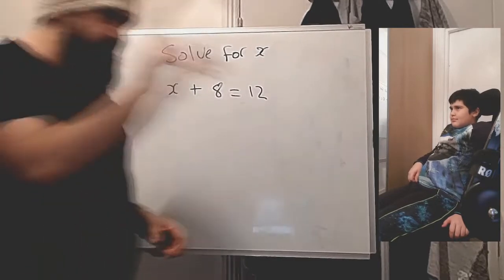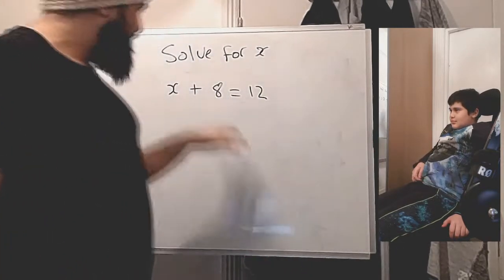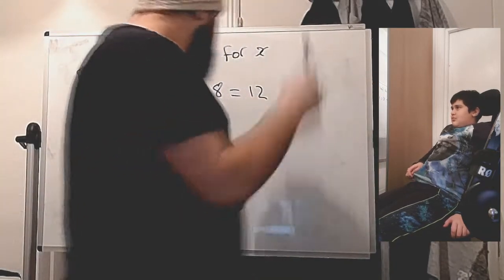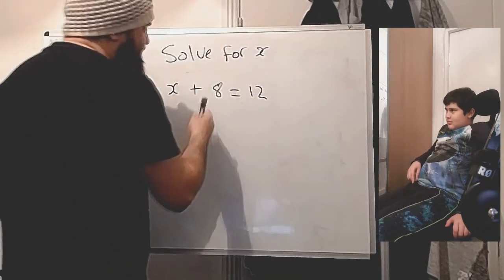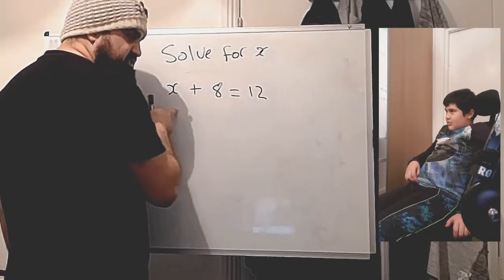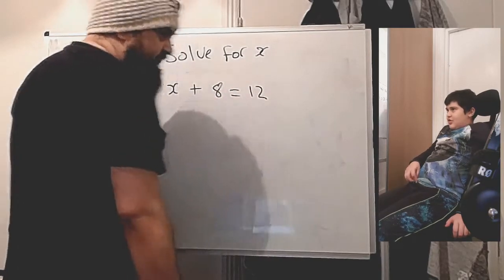So in maths we have equations and expressions. Right now we are dealing with an equation. I told you earlier, in an equation we have how many sides? Two sides. We have the question side and the answer side.